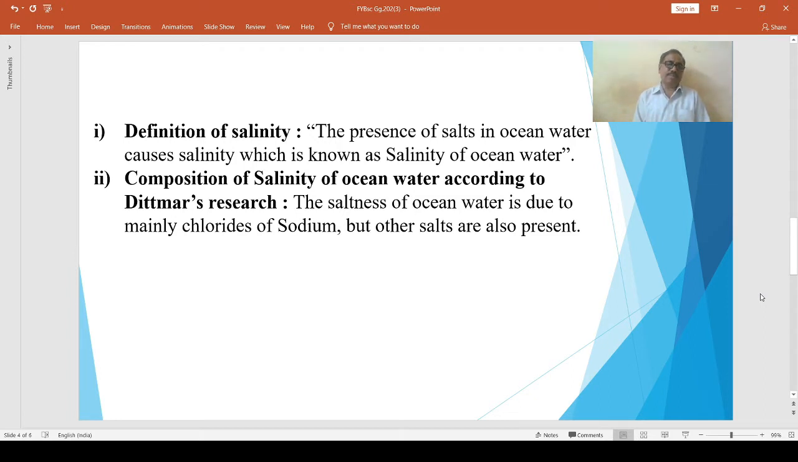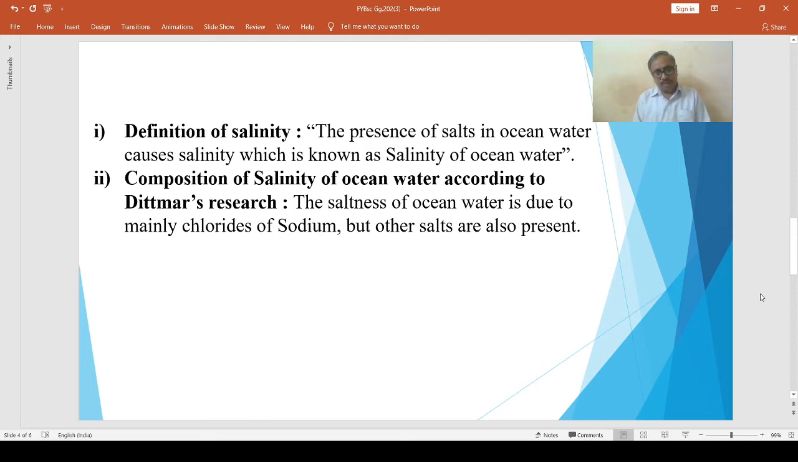Potassium sulfate, its percentage in ocean water is 2.5, and in grams it is 0.86. Then calcium carbonate. The percentage of calcium carbonate in ocean or seawater is 0.3, and in grams it is 0.12. Then magnesium bromide. The percentage of magnesium bromide in ocean or seawater is 0.2, and in grams it is 0.07.